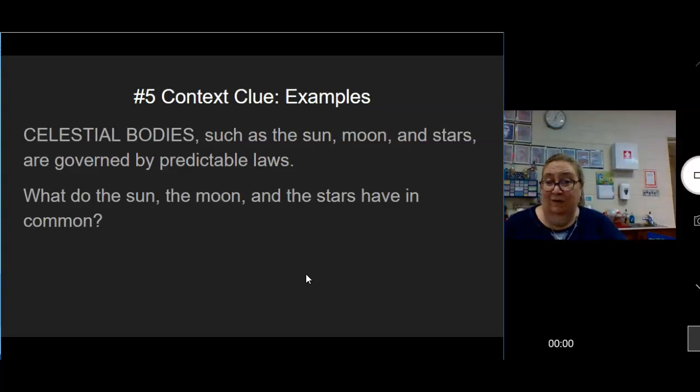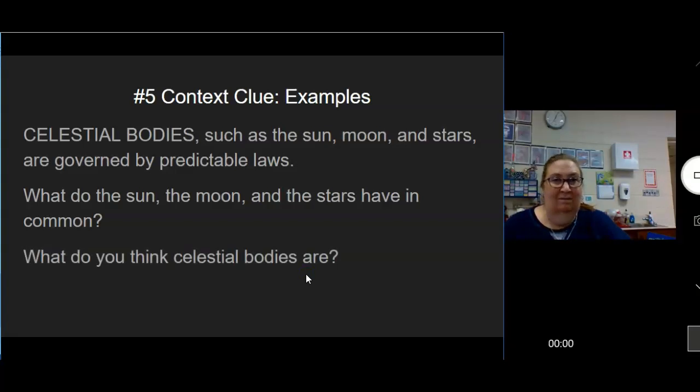Pretty obviously, the first thing they have in common is where they are, right? So where can I find the sun, the moon, and the stars? In space. They're not planets. The sun and the stars are stars, but the moon is not a star. So I think we're just going to have to leave it as bodies that are in space are going to be our celestial bodies.